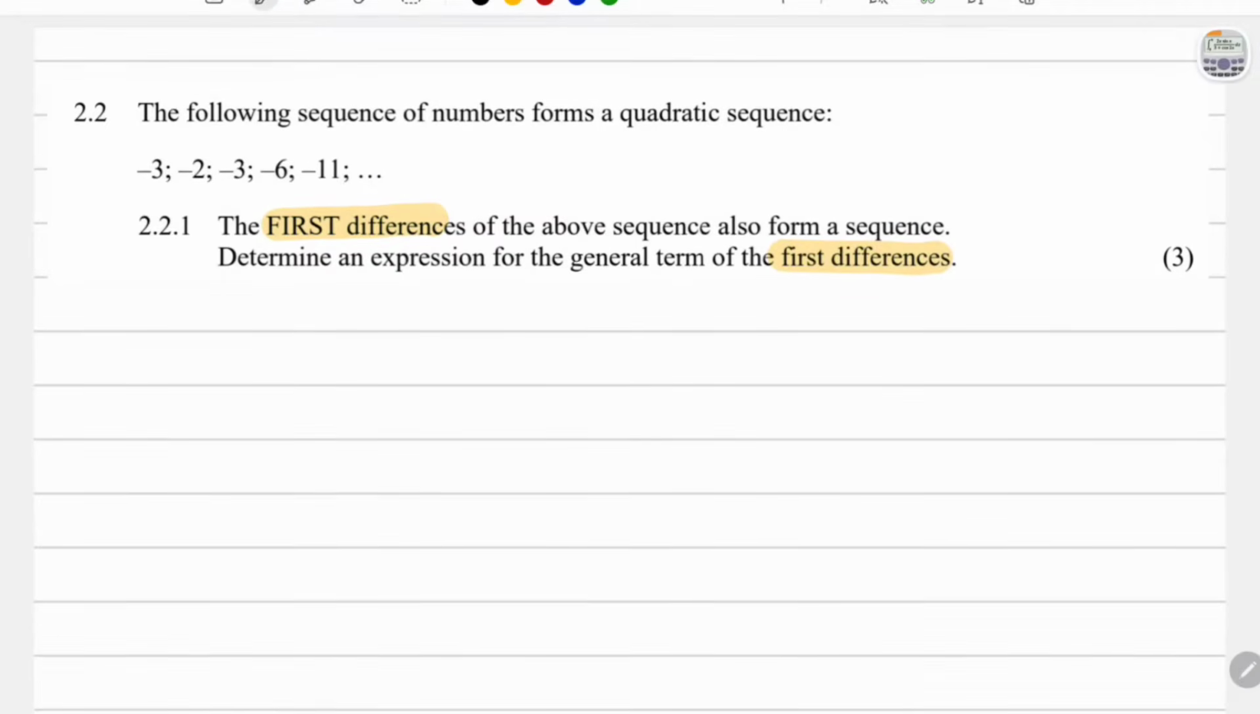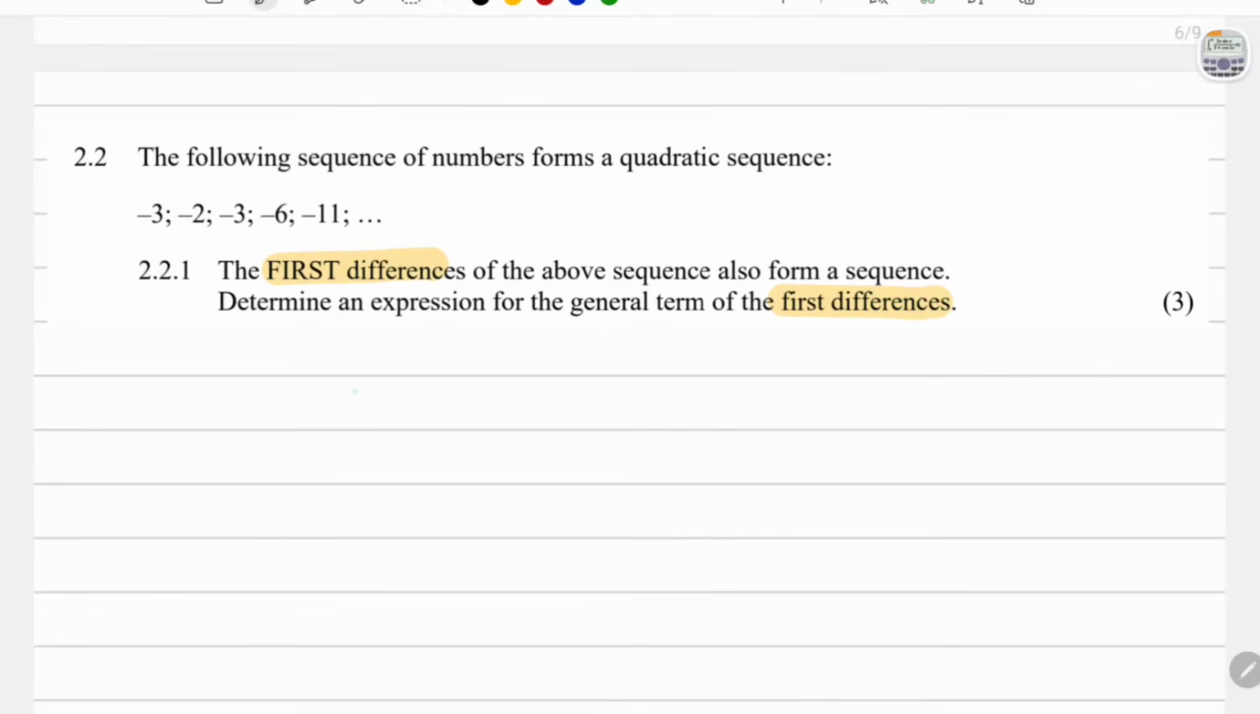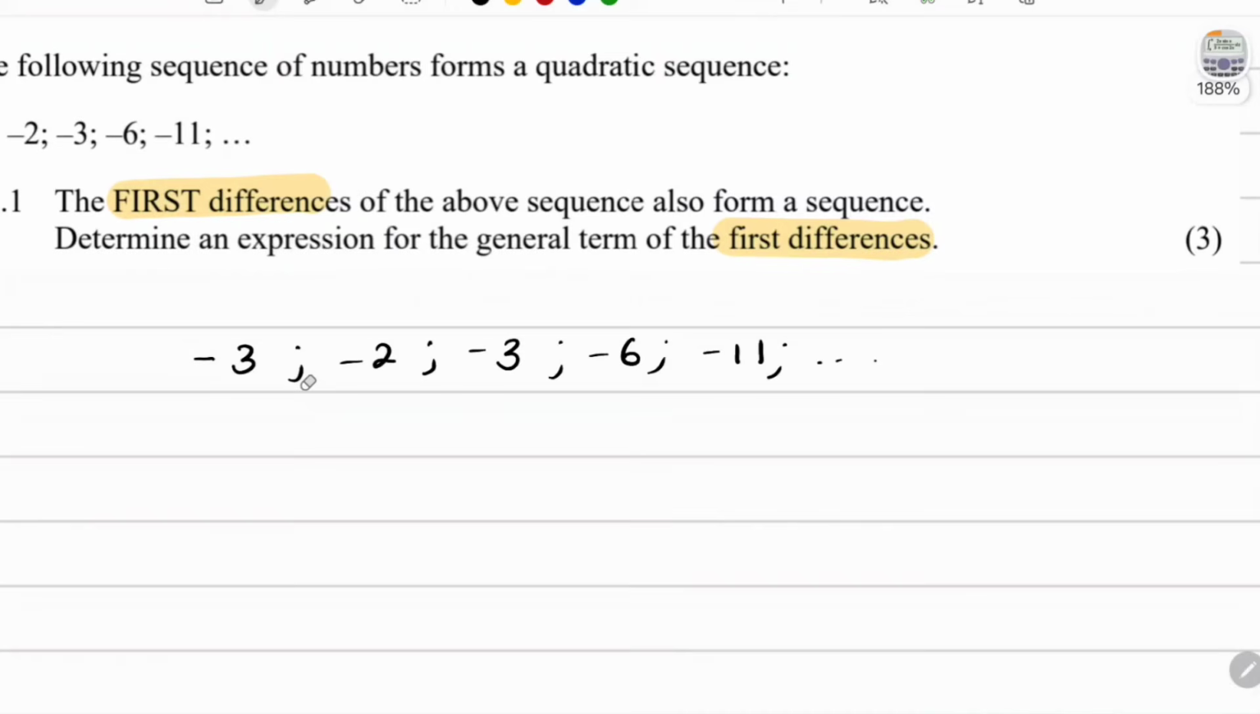Okay, so this one is relatively simple. It's not really a complicated one. So they're just telling you that you have this sequence, right? This is a quadratic sequence. And all they're saying is when you find the differences of this sequence, you're going to end up with another sequence. Now we know that when you find the first difference, it's going to be an arithmetic sequence. And you just need to find the general formula for that first difference, for that arithmetic sequence. That's all. Okay, so let's just go ahead and find that.